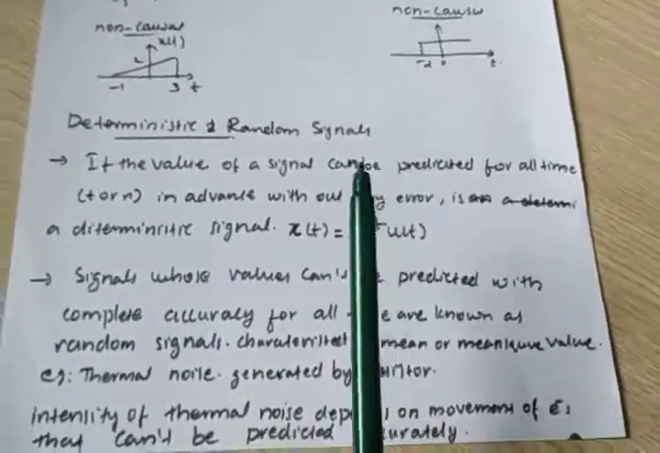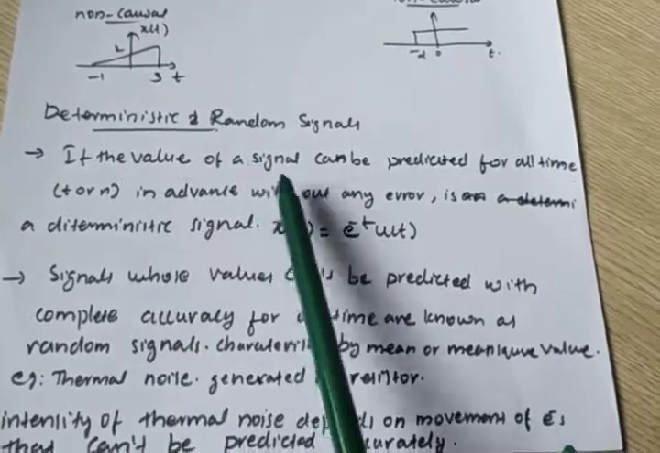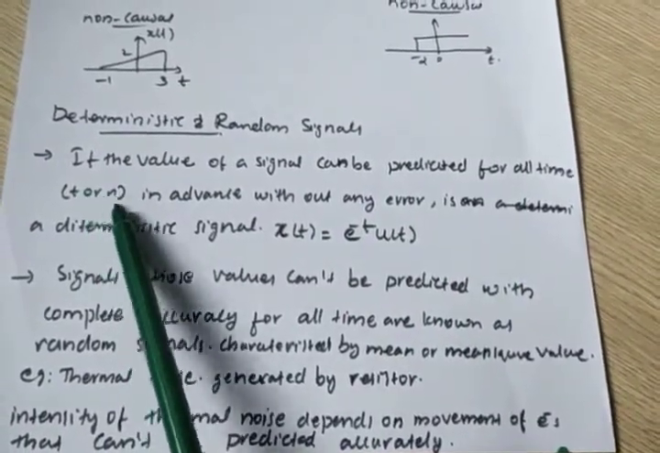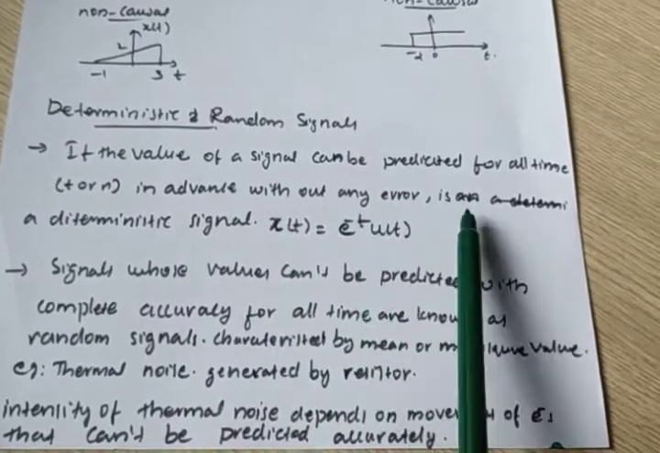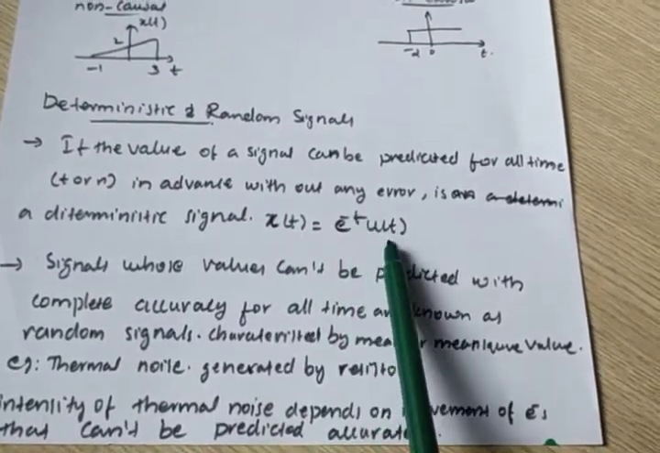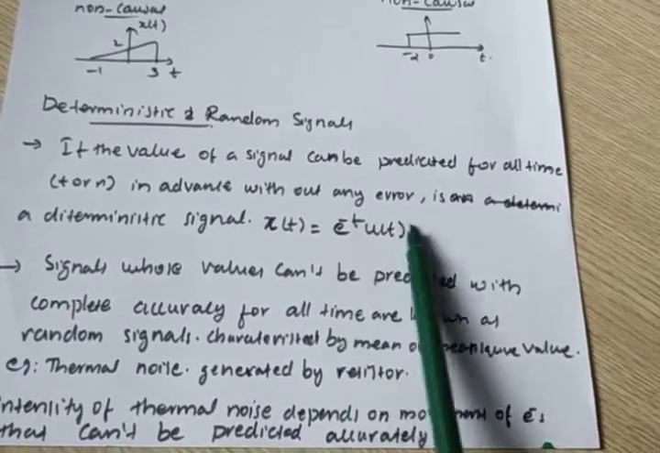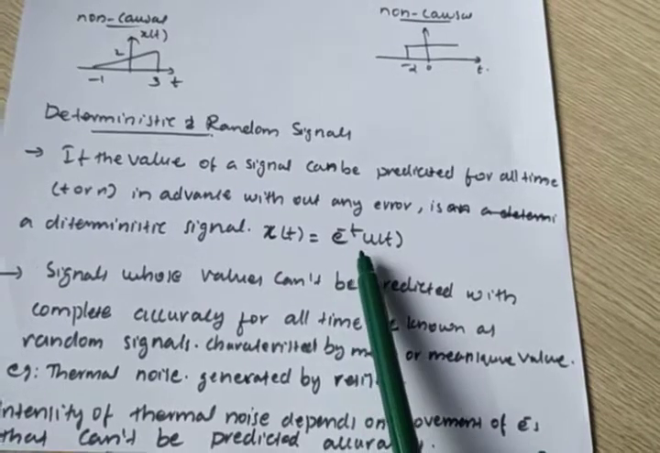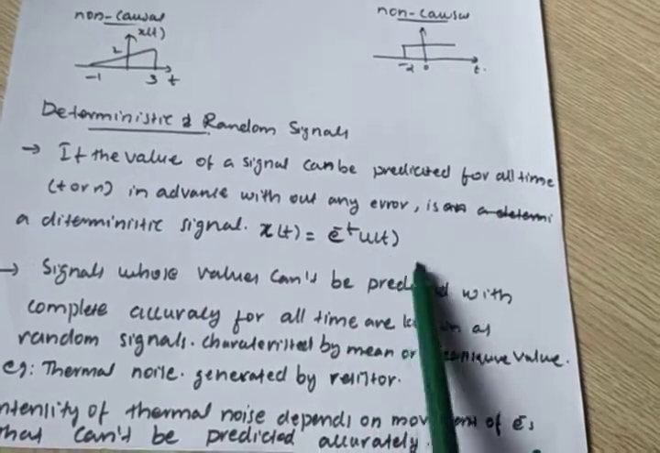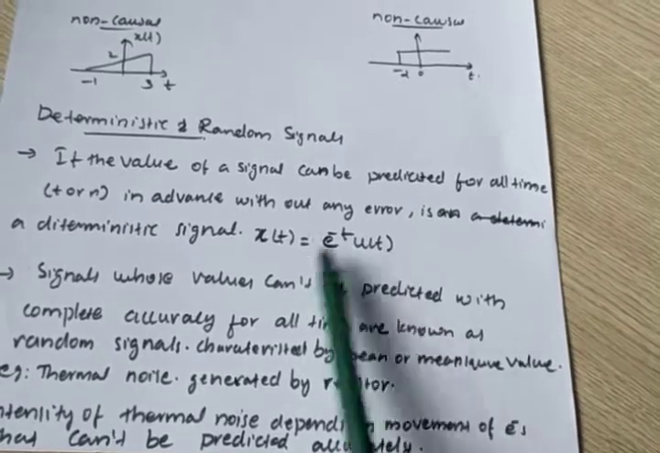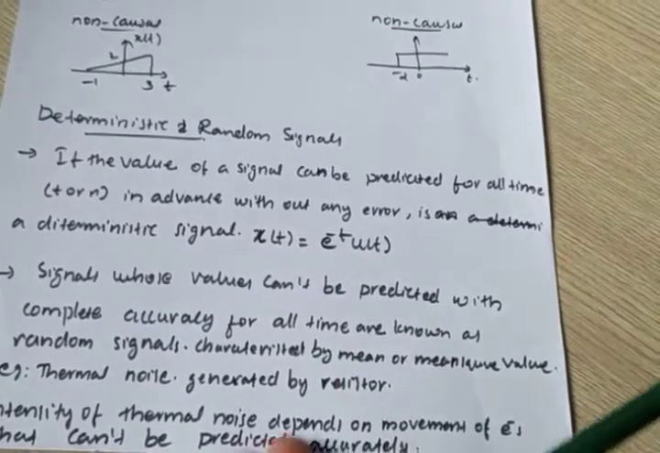Next is deterministic and random. If the value of a signal can be predicted for all time t or n in advance without any error, it is called a deterministic signal. For example, x of t is equal to e raised to minus t times u of t. That means this signal value can be predicted for all time. Such a type of signal is called a deterministic signal.